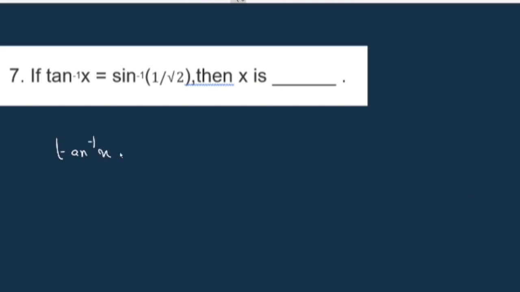Tan inverse x is equal to sin inverse of 1 by root 2. Which angle is that? Pi by 4, since sin pi by 4 is 1 by root 2. Whenever it is an inverse function, you have to find which angle gives you this 1 by root 2. It is pi by 4. So x is tan pi by 4, taking it to the other side. So x is equal to 1. The answer is x is 1.